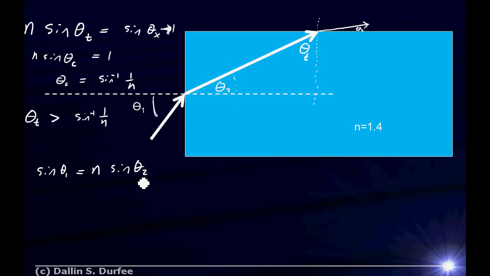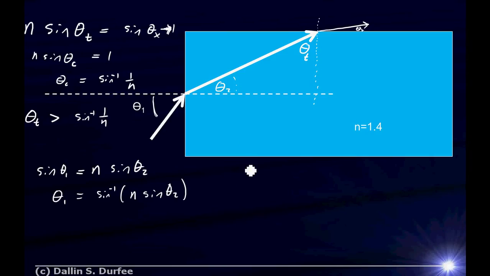Alright, so then I can say, oh, well, theta 1 is just equal to the inverse sine of n times the sine of theta 2. There we go. So now I can relate theta 1 to theta 2. Okay. Next, how does theta 2 relate to theta top?